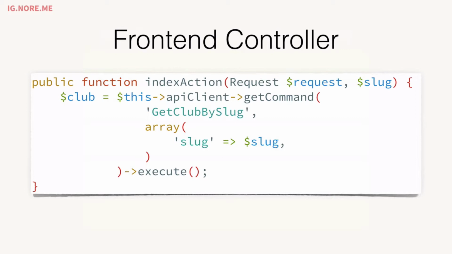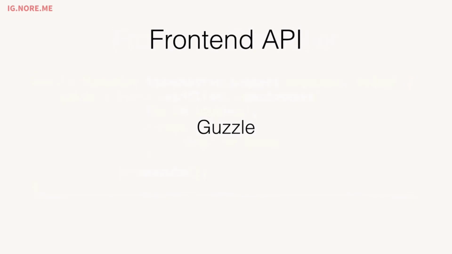With the Frontend Controller, you can see it's really a simple setup. We get the club by interacting with the API client. We are calling a getClub_slug method there, which makes this not look any different actually from when we would be using Doctrine instead. Now, for the API, we're actually using Guzzle.